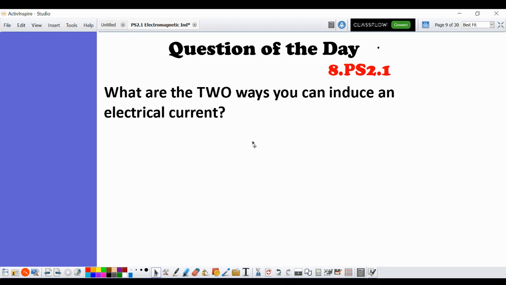So the question of the day is looking at what are the two ways that you can induce, and remember induce means to create or produce, an electrical current. So I want you to go ahead in Edpuzzle and tell me the two ways, number one and number two. I want both. Please do not put IDK. You can go back and look at your previous notes, look at previous videos to come up with this answer in order to get it correct.